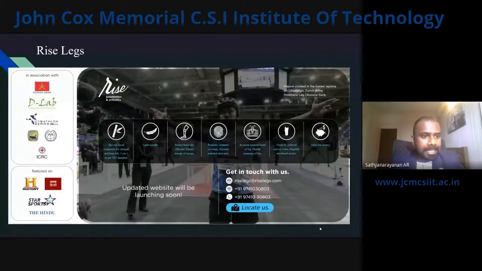Then Rise Legs is another company, especially for people who have issues with their legs and various biomechanics. It makes their body movements more effective. These are basically artificial legs with IoT sensors and BCI, brain computer interfaces as well. They get funding from the Indian Army, Defense, and also D Lab. These are the various organizations that support this startup.